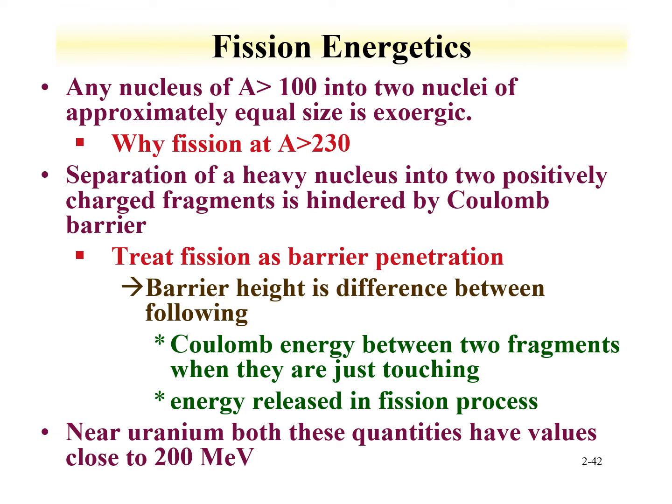The energetics of the fission process is what drives nuclear fission, but it's also something that we can use to evaluate which isotopes will fission and which ones won't. Fundamentally, any nucleus with an A greater than 100 can split into two approximately equal size nuclei with resulting energy. However, why do we only see fission at about 230? Because the separation of a nucleus is hindered by the Coulomb barrier. You could treat this barrier as penetration, what the particles would have to overcome in order to form two particles from a nucleus.